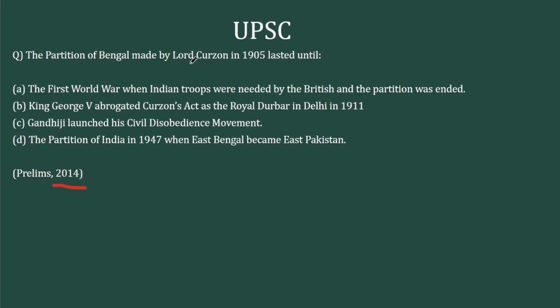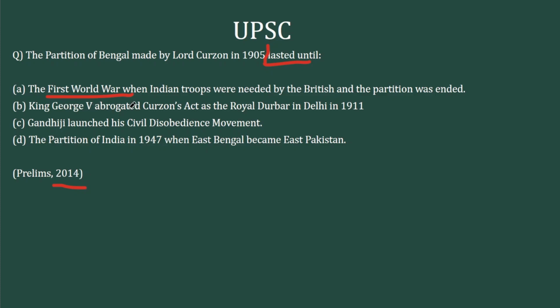The partition of Bengal made by Lord Curzon in 1905 lasted until. So when did it come to an end? That's the question. First, the First World War, when Indian troops were needed by the British and partition was ended. So First World War happens after 1910. So that's the time period that's given. 1914 to 1919 is the accurate time period.